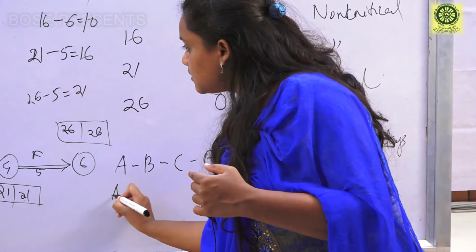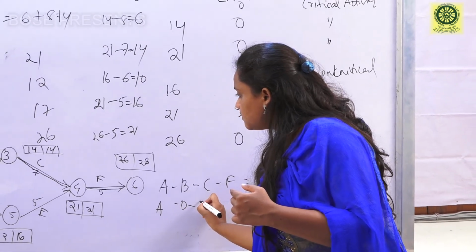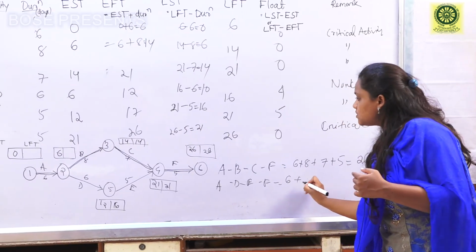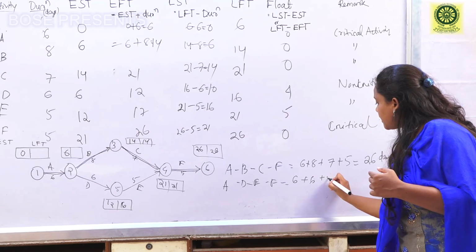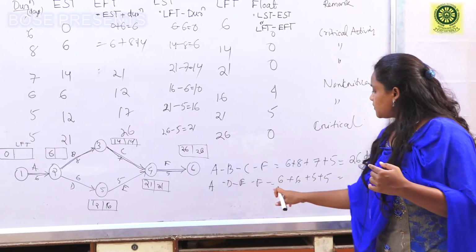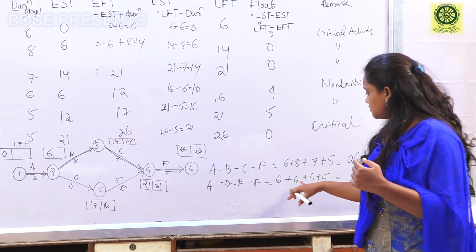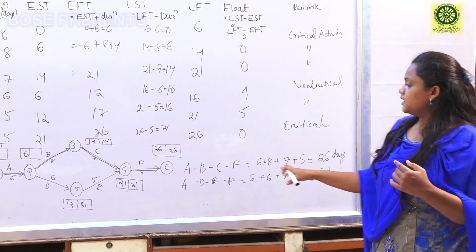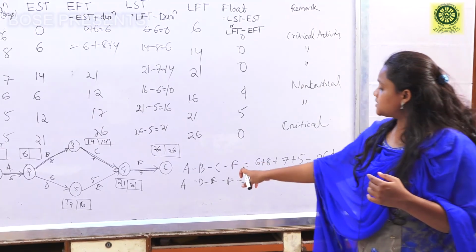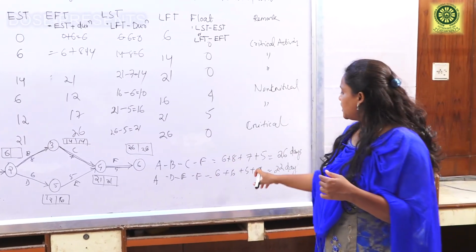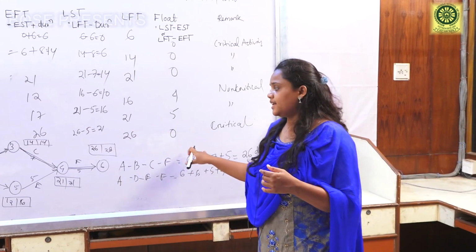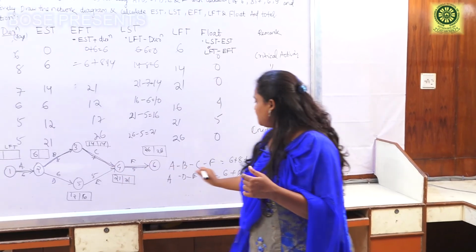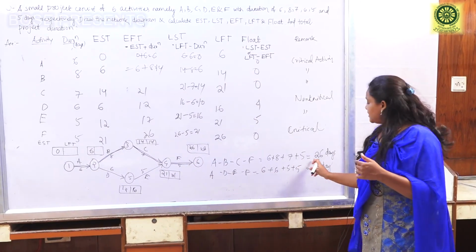Similarly for path A, D, E, F, the duration will be 6 plus 6 plus 5 plus 5 days. Between these two paths, the first requires the maximum time. So this is the critical path, which is already shown in this diagram. It requires the maximum time, that is 26 days.